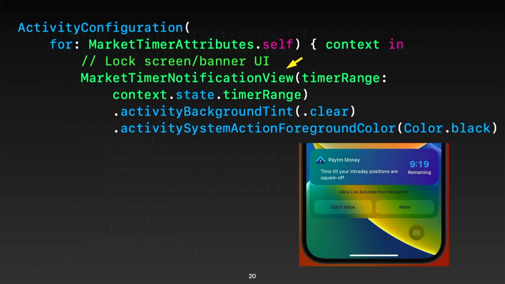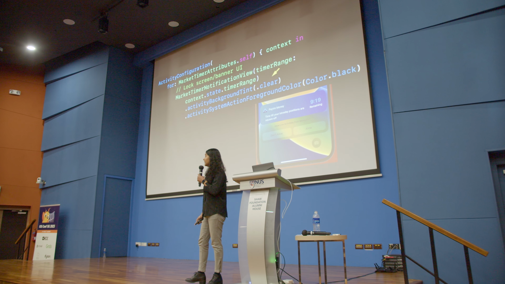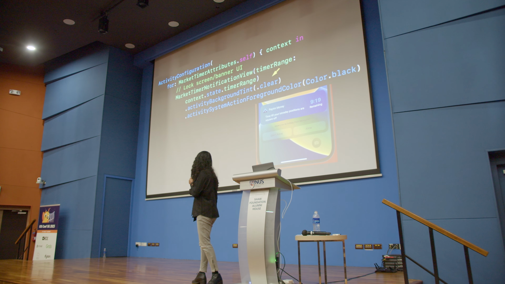Here, I am providing the view for lock screen and the banner presentation of my live activity. As we can see, this is the lock screen presentation. I'm also providing activity background tint. This is the color that the placeholder will take when the user tries to dismiss the live activity from lock screen, very similar to push notifications.